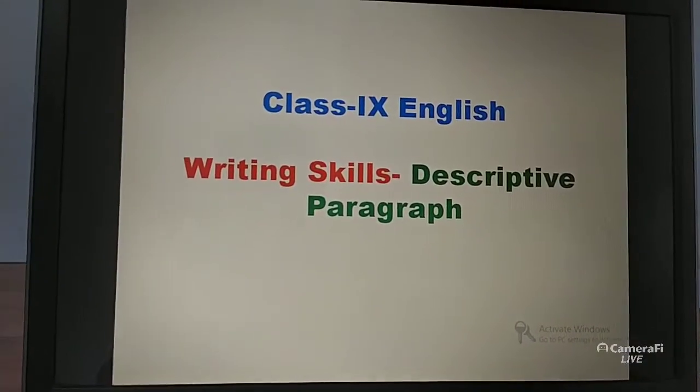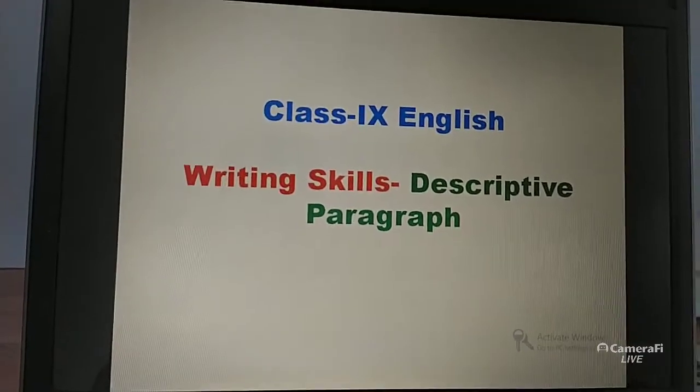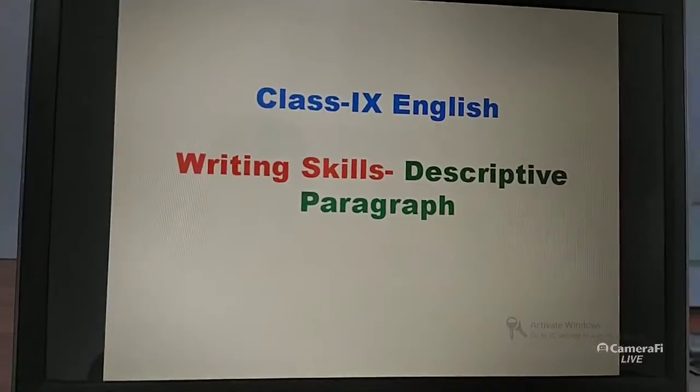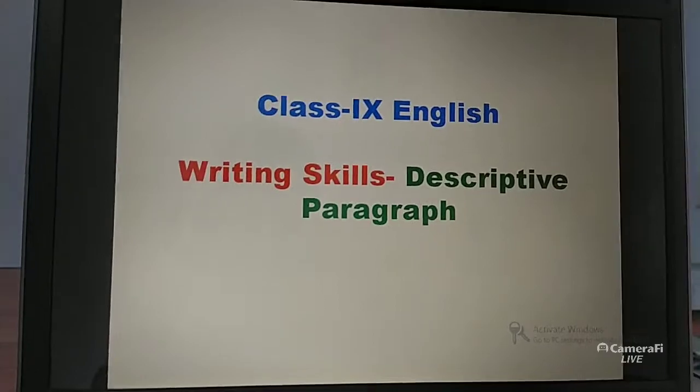Hello students, today we are going to start from the class 9's English writing skill, which is descriptive paragraph. Now, before I start descriptive paragraph, let me tell you that in your junior classes, all of you have prepared a few paragraphs, like in class 8. One topic was given and you were supposed to write the paragraphs on the basis of those topics, right? All of you did that.